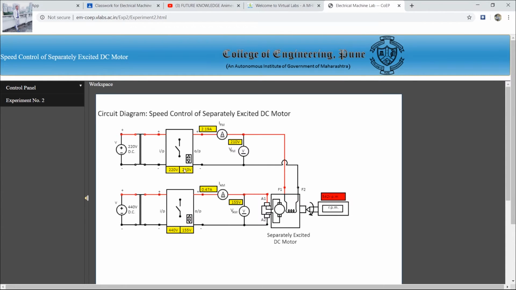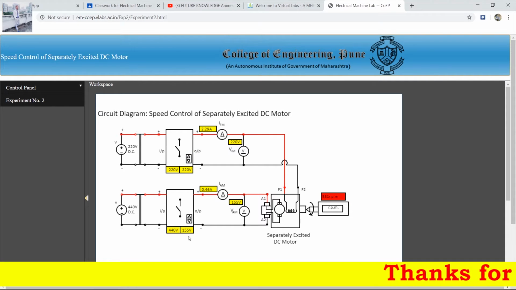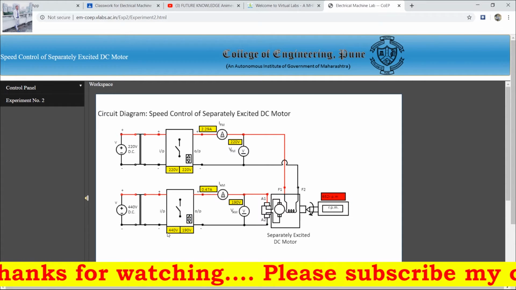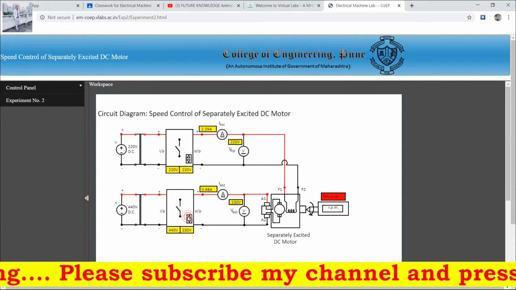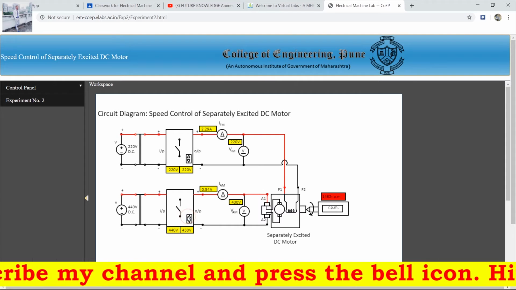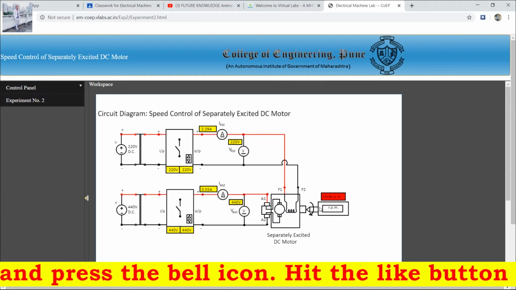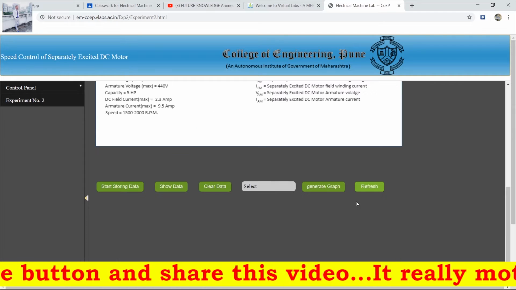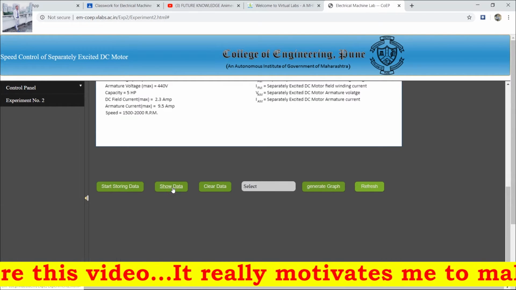Here you can see the field terminal voltage 220 volt. We keep this voltage constant in the field terminal. Next you can see I will increase the armature terminal to 440 volt. You can see the RPM speed in the tachometer, 1516 RPM. Now we store the data.